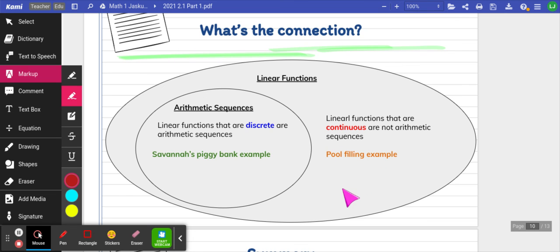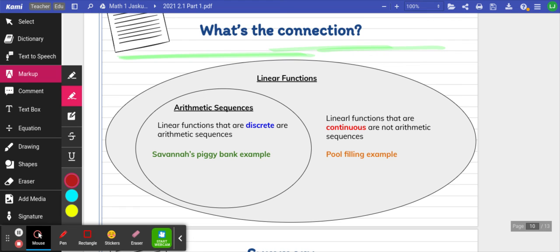And that is actually everything in 2.1 part 1. So you learned about what is discrete. Discrete is when it's countable or something is not happening in between the x values. You learned about continuous. That's when the data is measurable and that there is something happening in between the x values.